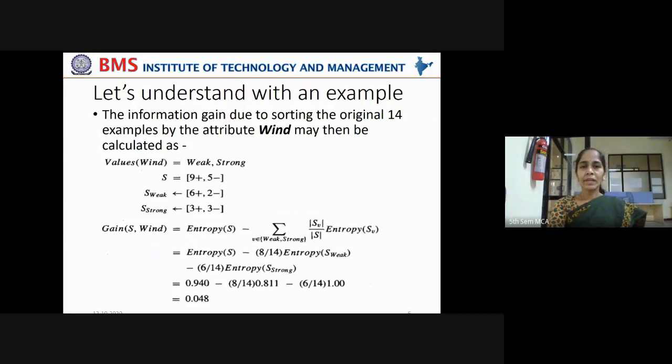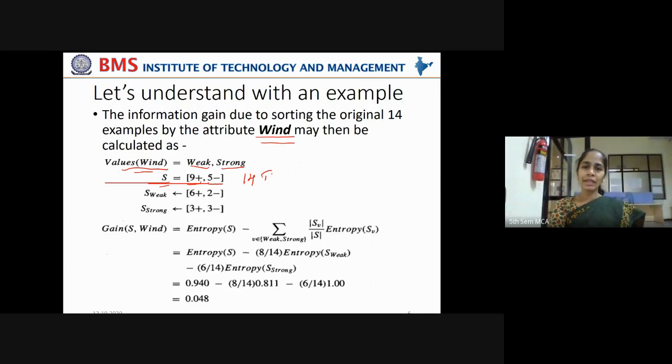Now see, the information gain due to sorting the original 14 examples by the attribute wind may then be calculated as, how to calculate this? First of all, what are the possible attribute values for wind? Weak and strong, right? That we know very clearly. Now, how many training examples are there totally? 14. Out of them, how many are having positive label? 9. And how many are having negative labels? 5.